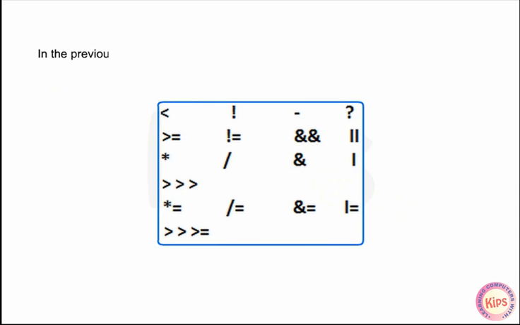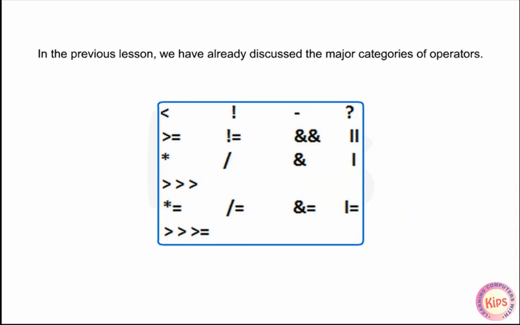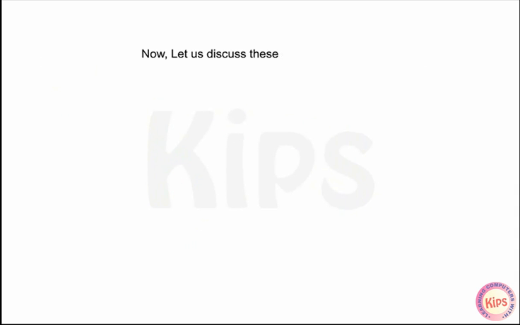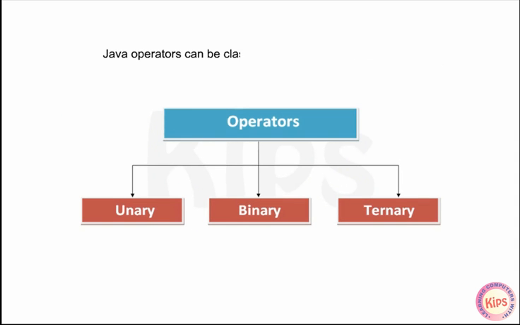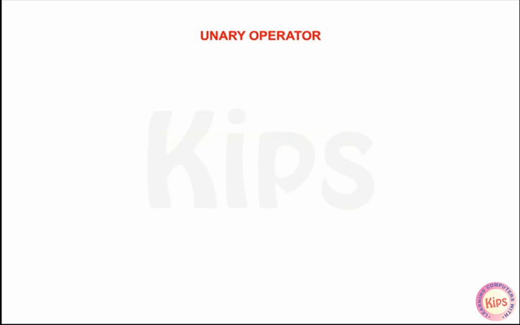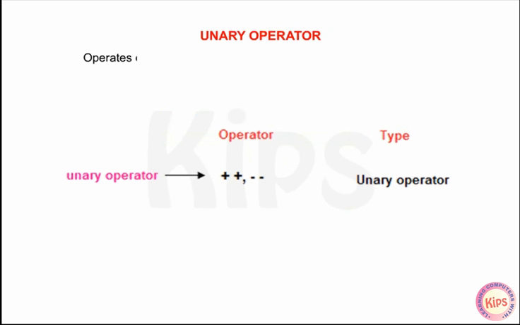In the previous lesson, we have already discussed the major categories of operators. Now let us discuss these operators in detail. Java operators can be classified as unary, binary or ternary. Unary operator operates on only one operand. Example: -n, ++n, --n. The element is n.